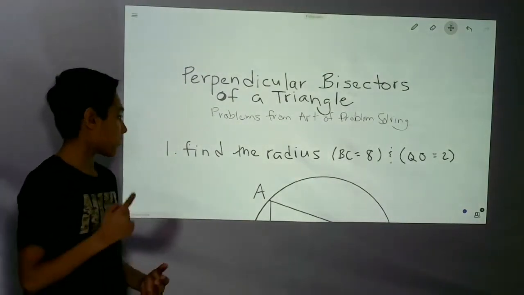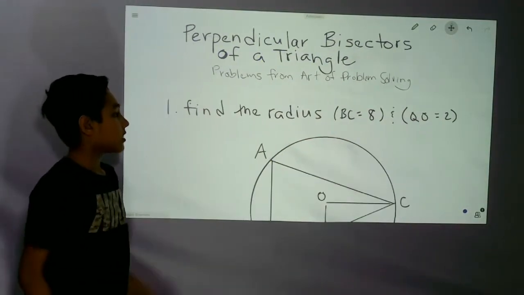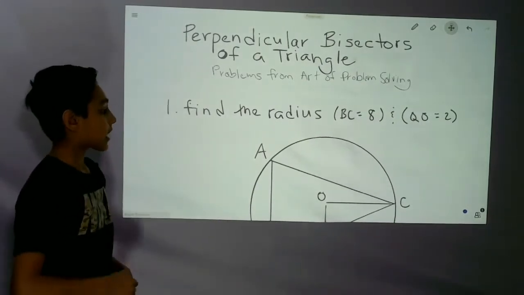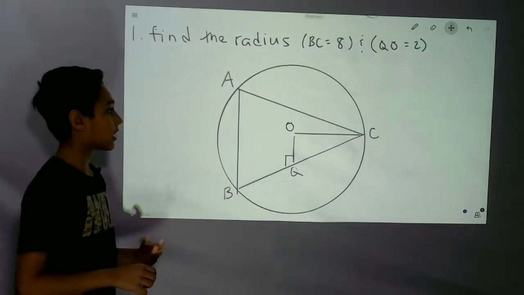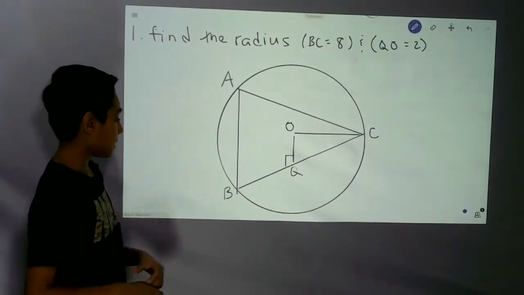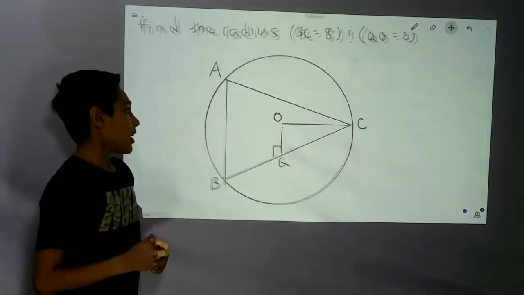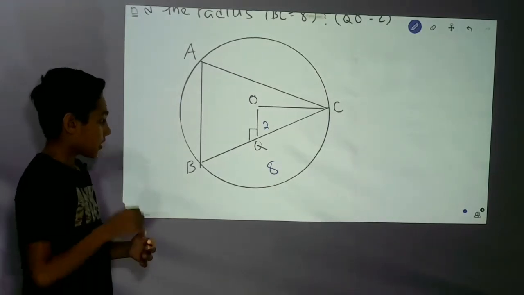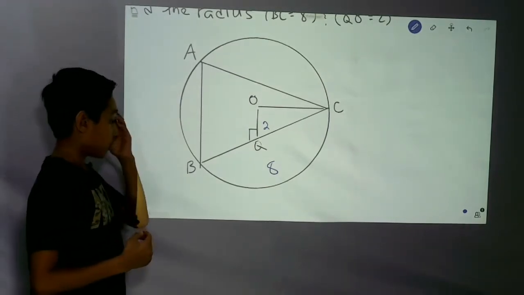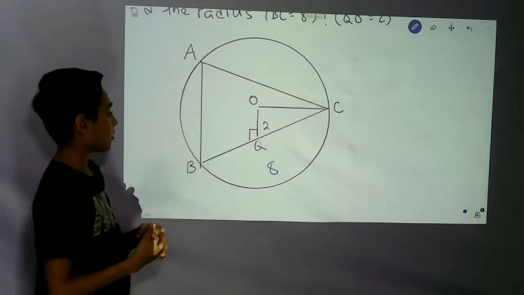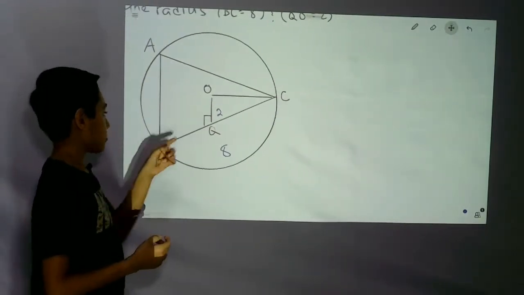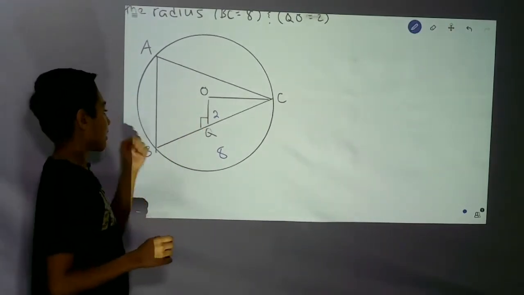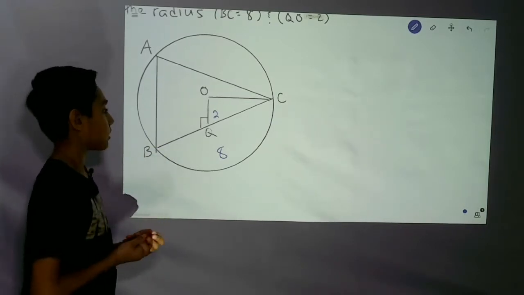Okay, let's start on our first problem. Find the radius of this figure, given that BC equals 8 and QO equals 2. So BC right here is equal to 8, and QO right here is equal to 2. We also know that OQ is perpendicular to BC, given that we have this right angle right here. That indicates that OQ is perpendicular to BC.